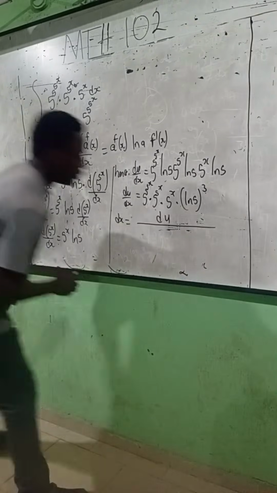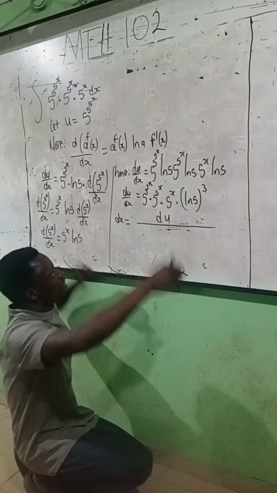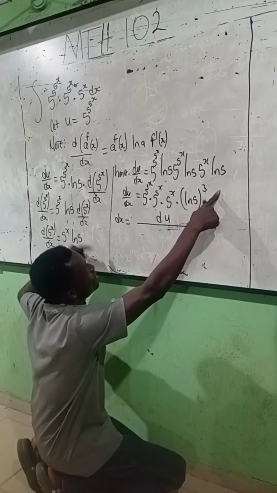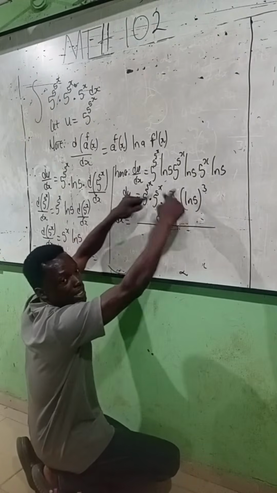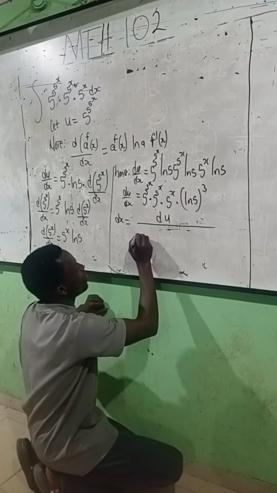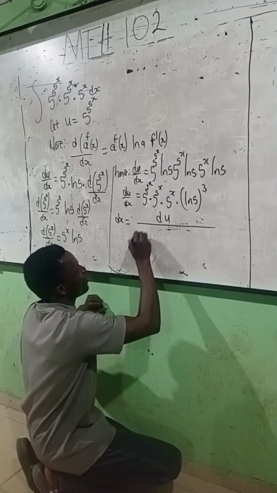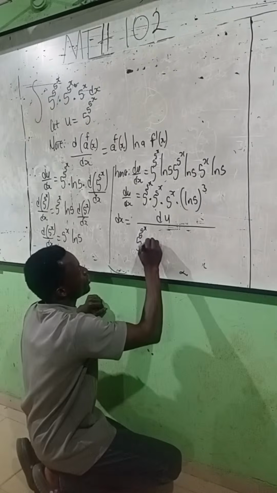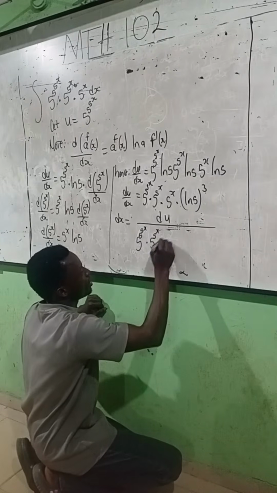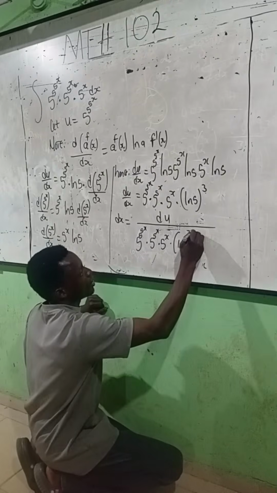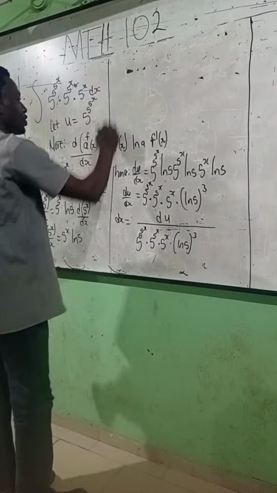Yeah, first you can make du the result of the formula. If you cross multiply, dx will come here. So we make dx the result of the formula. That means divide both sides by this. So dx will give you du over 5 raised to the power 5 raised to the power x, dot 5 raised to the power x, dot ln 5, all cubed. Now let's finish the whole thing here.